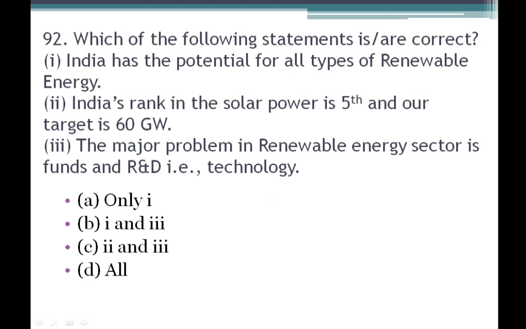Question number 92. Which of the following statements is or are correct? Number 1. India has the potential for all types of renewable energy. Number 2. India's rank in the solar power is 5th and our target is 60 gigawatt. Number 3. The major problem in renewable energy sector is funds and research and development, that is technology. The correct answer is option B, that is 1 and 3. Second statement is incorrect because our target is not 60 but 100 gigawatt.